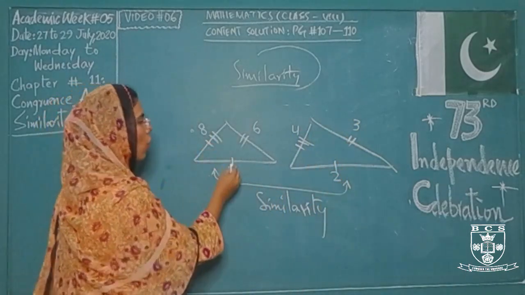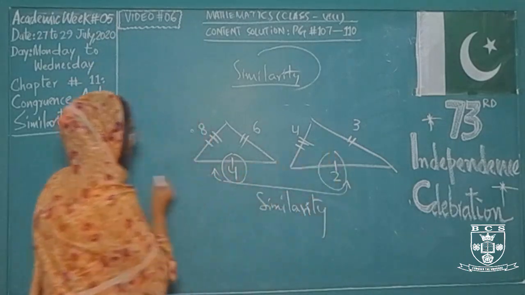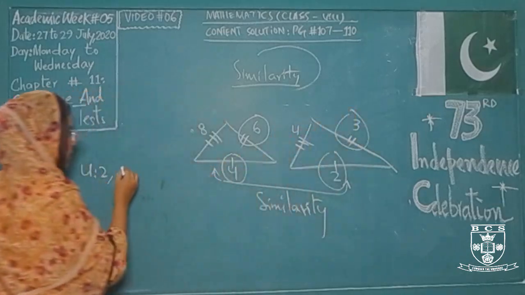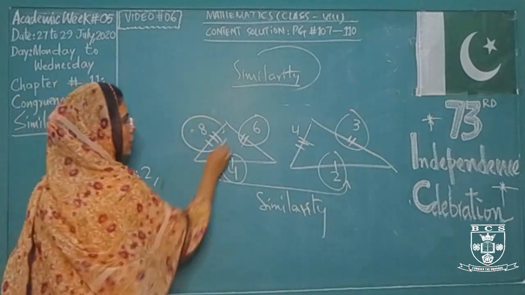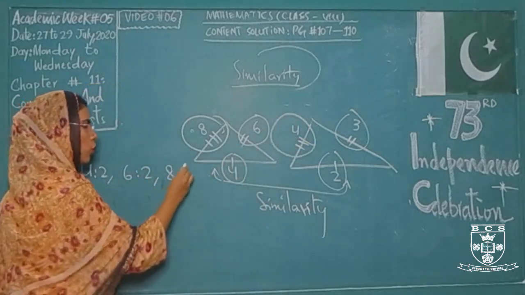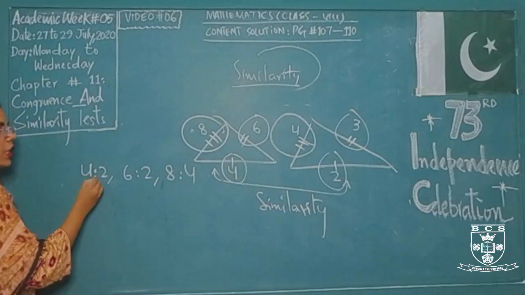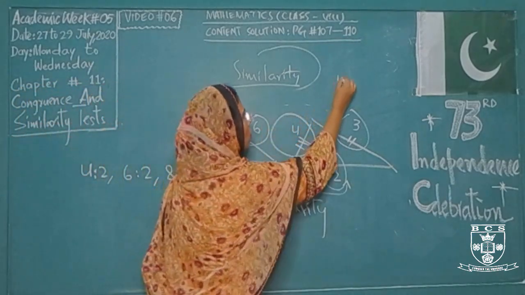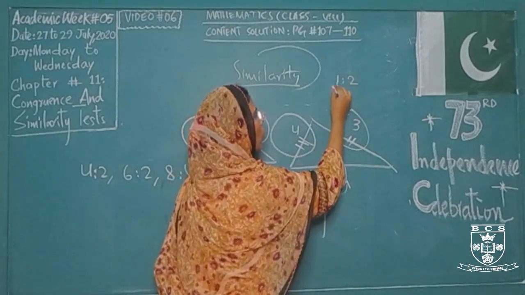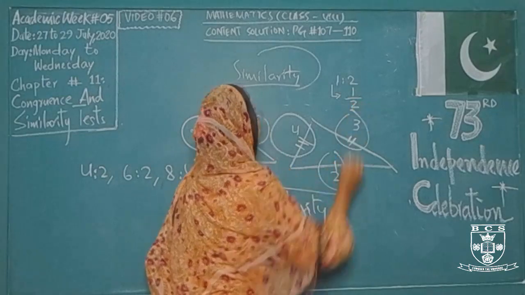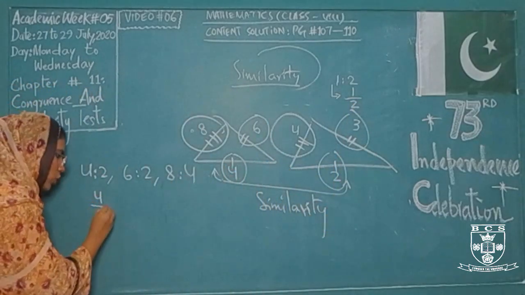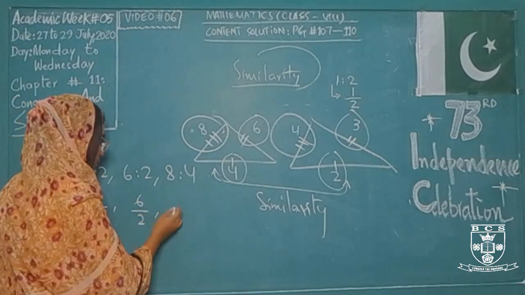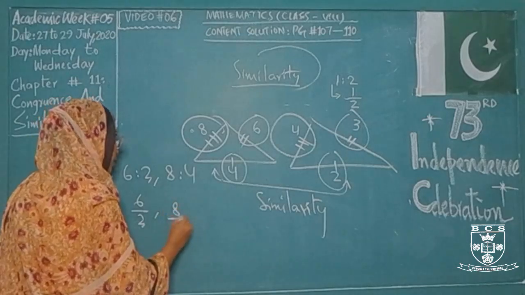Why? Because the ratio of first side to the first side, 4:2. Second side, 6:2. Third side, 8:4. How will we resolve this ratio? Our ratio can be written in the fractional form. If I am having this ratio, for example 1:2, we can also write this as 1/2. So now we are converting these ratios into the fractional form. This is 4/2 and 6/3, and this is 8/4.